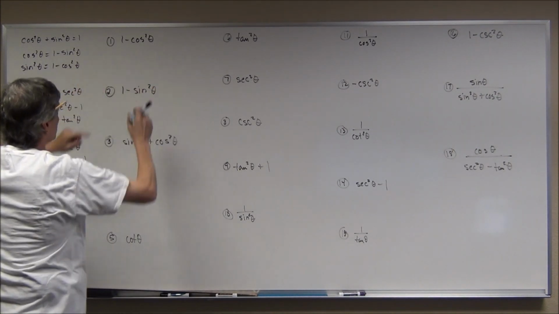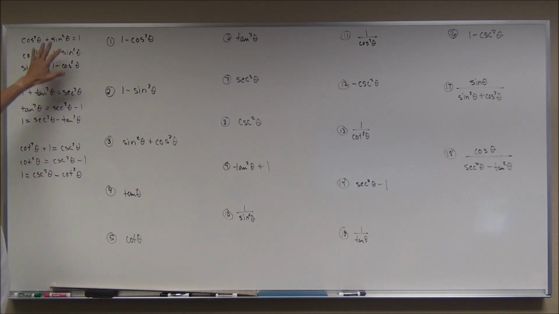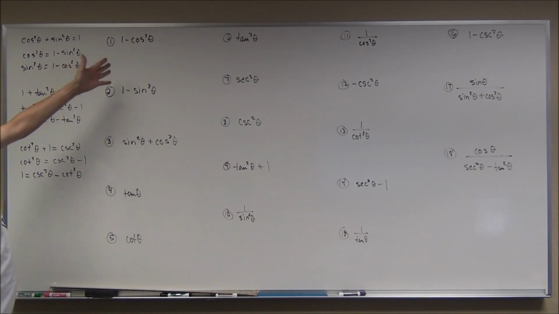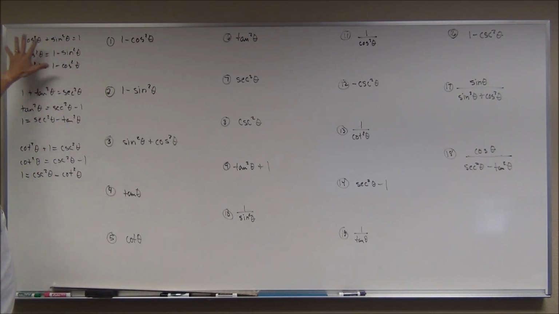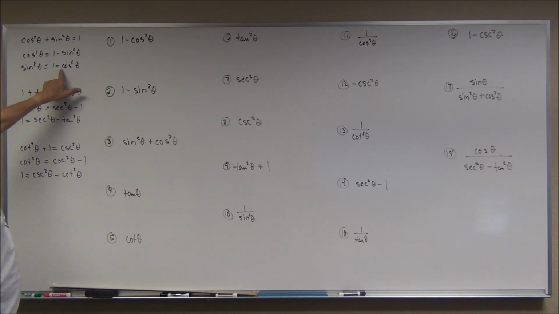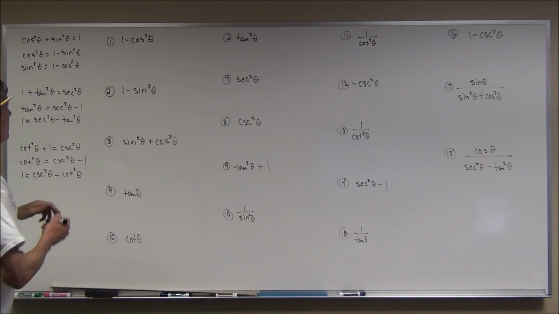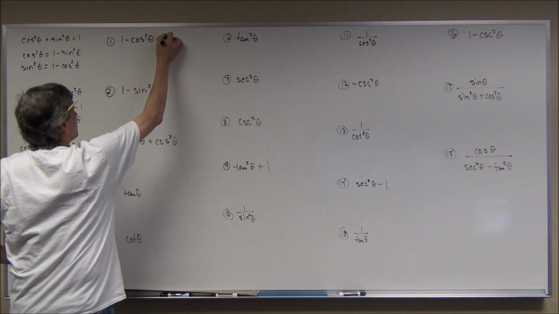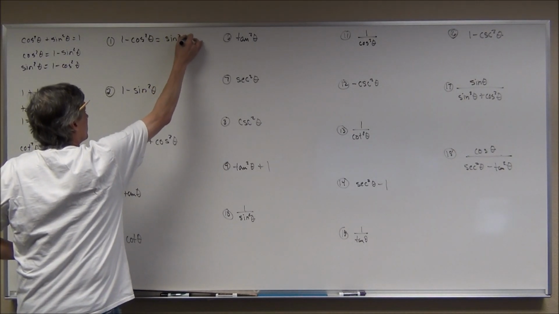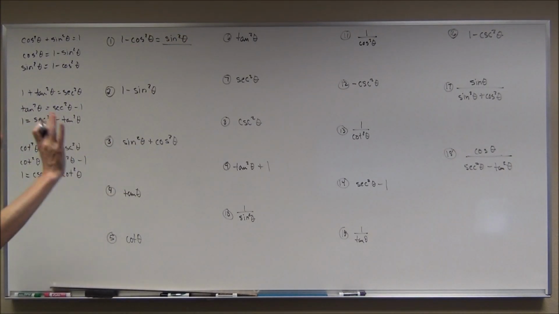All right, 1 minus cosine squared theta. Now if you have these memorized, you know what that is right off the bat. If not, you might have to look over here and, oh, look at that, 1 minus cosine squared theta. This is equal to the sine squared theta. Done. That's the answer. That's all they want.